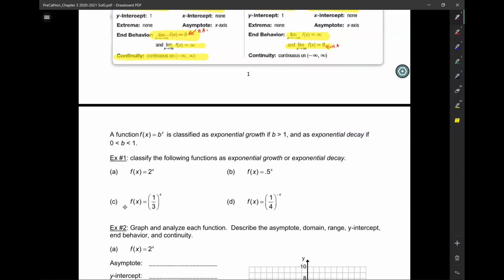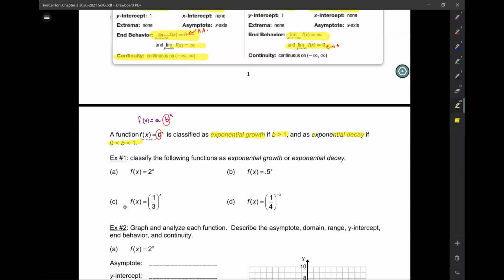But what if you only have a function to look at? Well, let's take a look at that. An exponential function is defined as f of x equals b to the x. More generally speaking, it might be f of x equals a constant a times b to the x. In either case, you've got this constant b raised to the exponent. And the function is said to be exponential growth if that number b is greater than 1, and it's exponential decay if that number b is between 0 and 1.